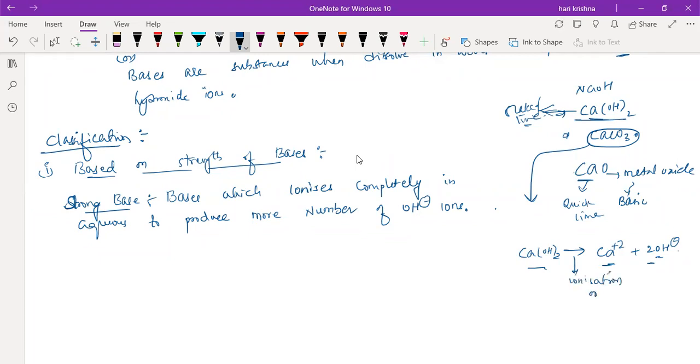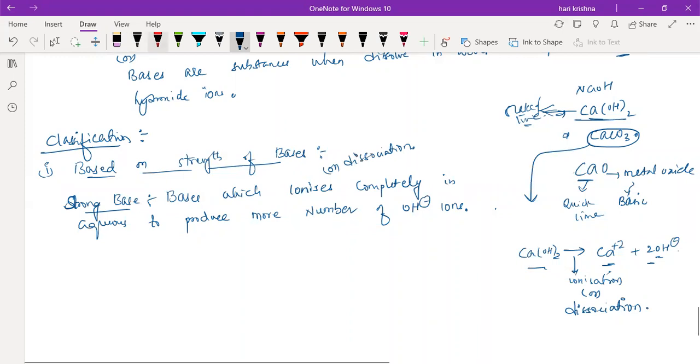Okay. So breaking the neutral component into ions is the ionization process. You can use one more term, dissociation. Dissociation also means breaking, right? Dissociating. Both are the same. Ionization or dissociation.